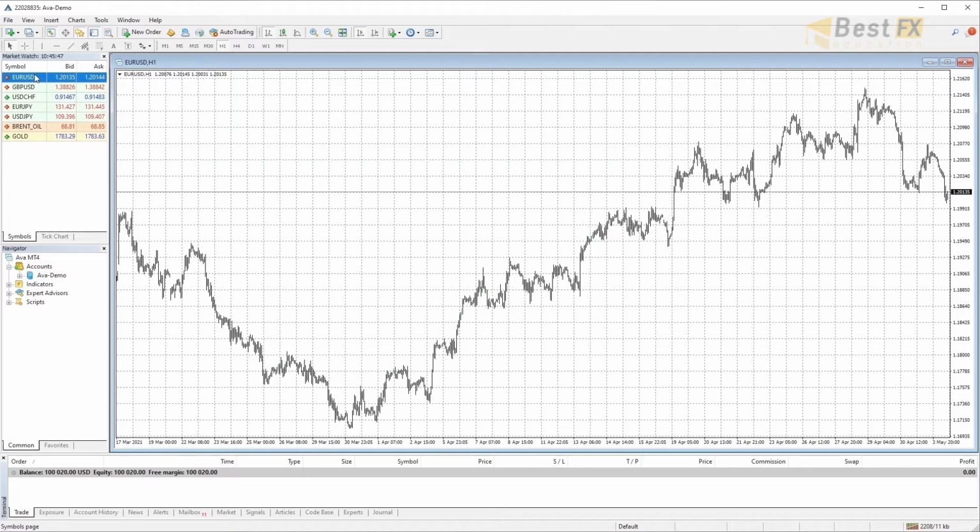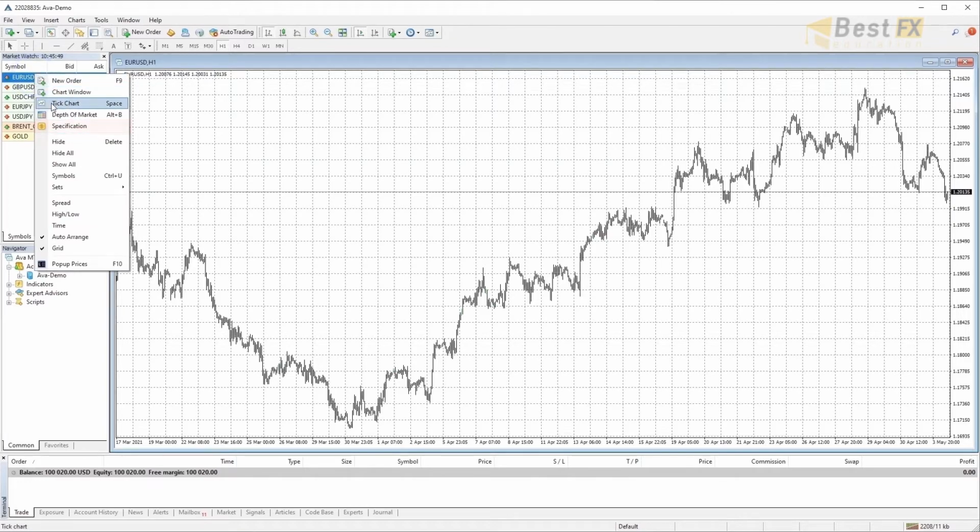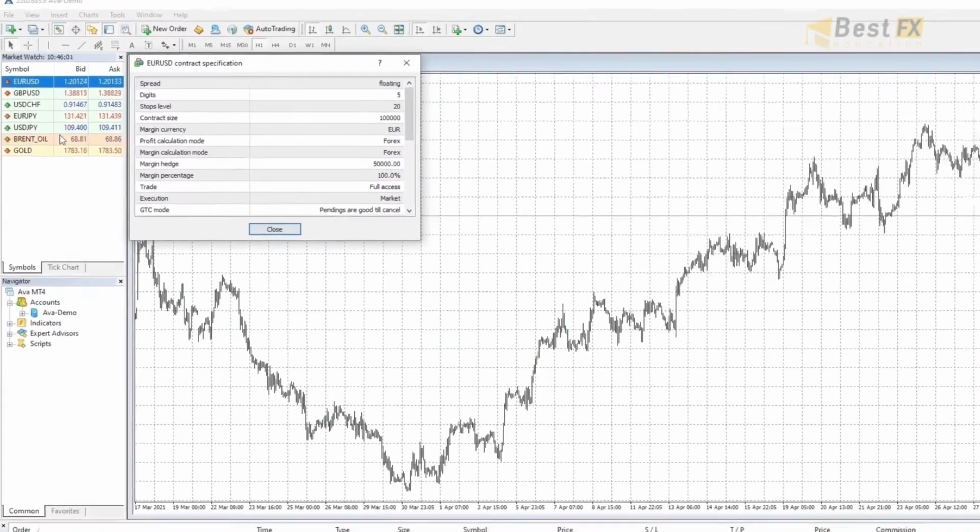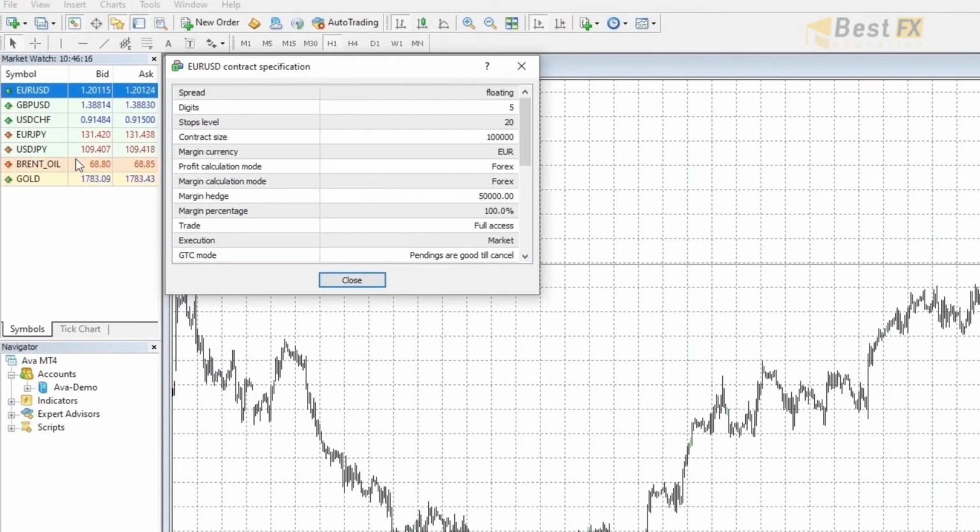Let's assume that we want to learn the units represented in one lot of EUR USD. To do this, we first click on the relevant pair and open the specification tab. The contract size section gives the size of the contract under the specification tab of the relevant pair. You see that the contract size of the EUR USD pair is 100,000. This means that we invest 100,000 euros if we open a one lot position.